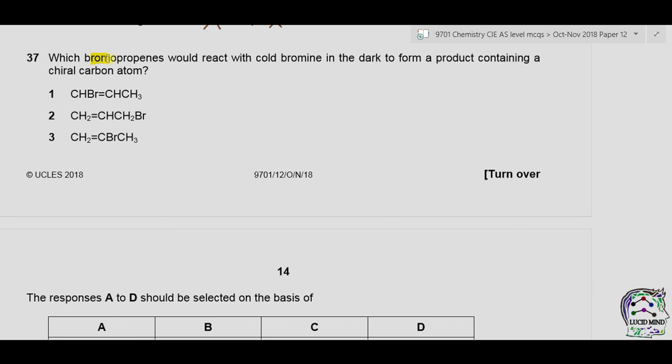Question 37. Which bromopropenes would react with cold bromine in the dark to form a product containing a chiral carbon atom? For alkenes, addition reaction takes place with bromine. So first one is CH double bond CHBr. Upon addition of bromine, what will happen? That double bond is converted into single bond. And one bromine atom is added to first carbon while second bromine is added to second carbon.